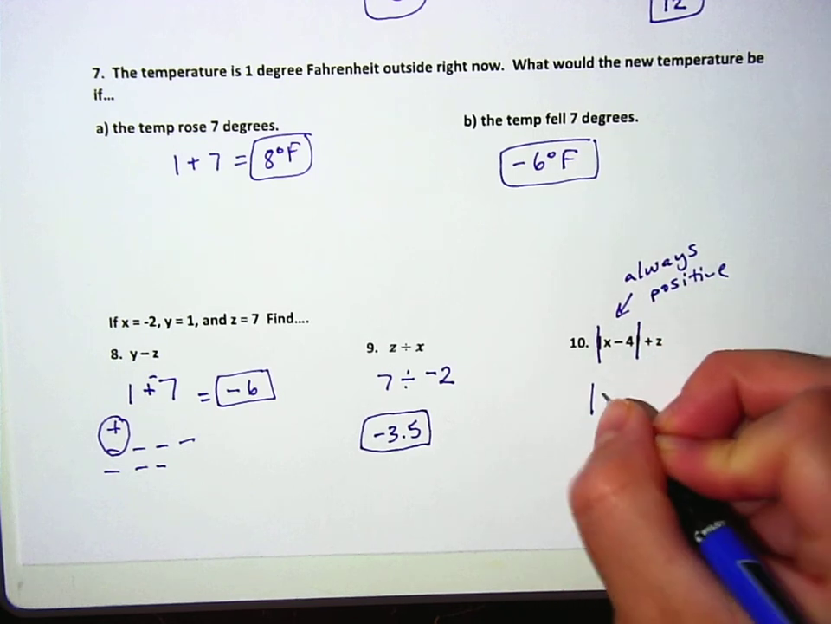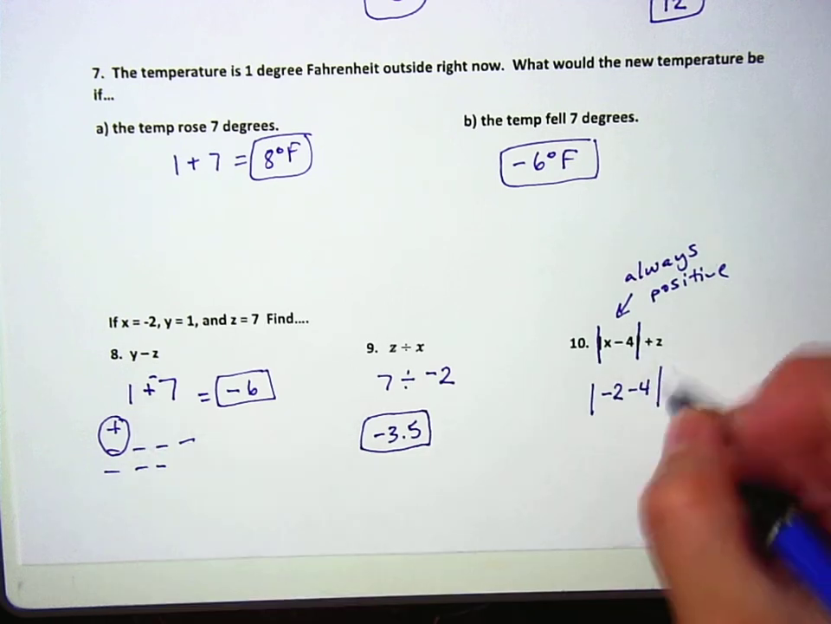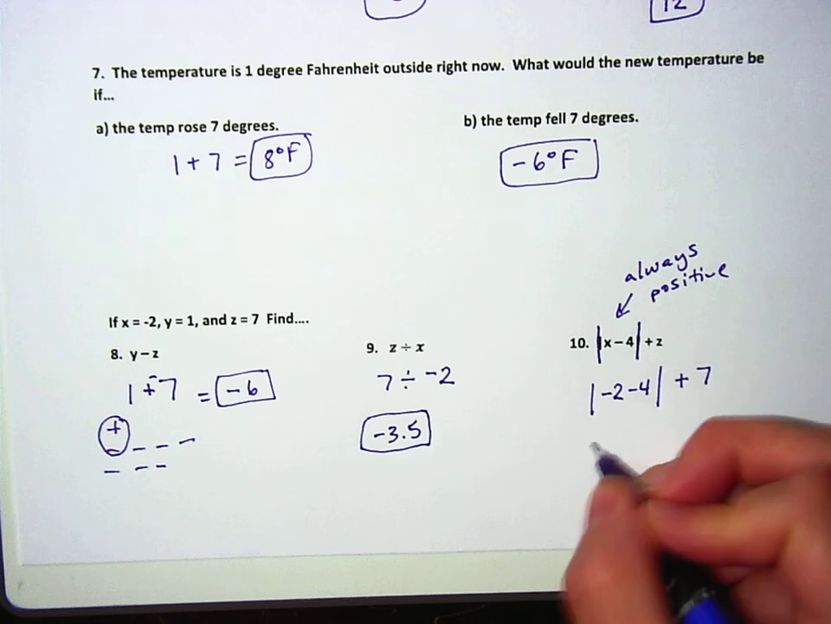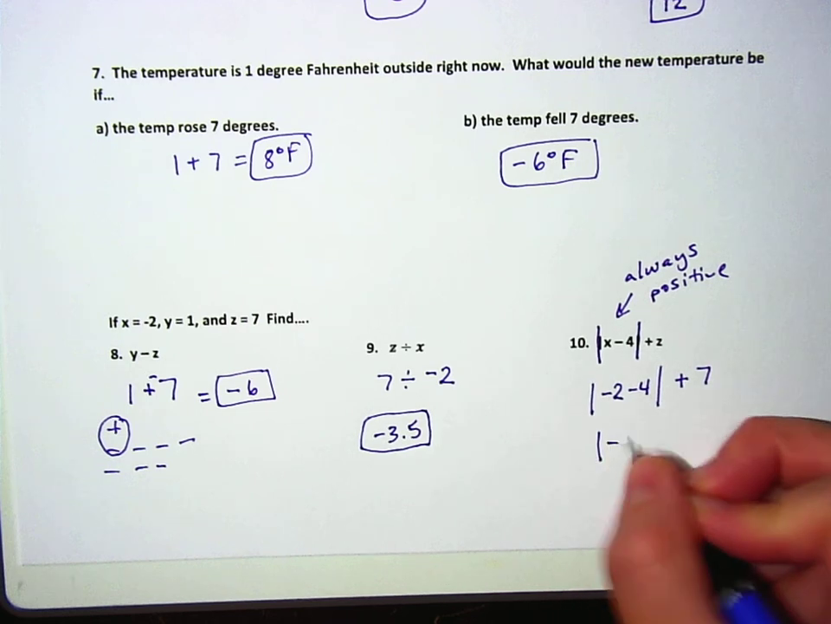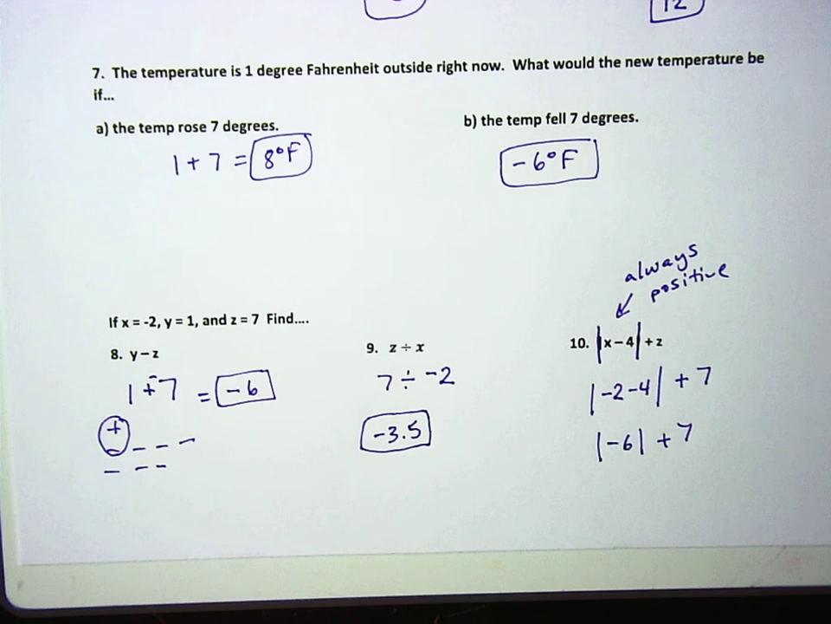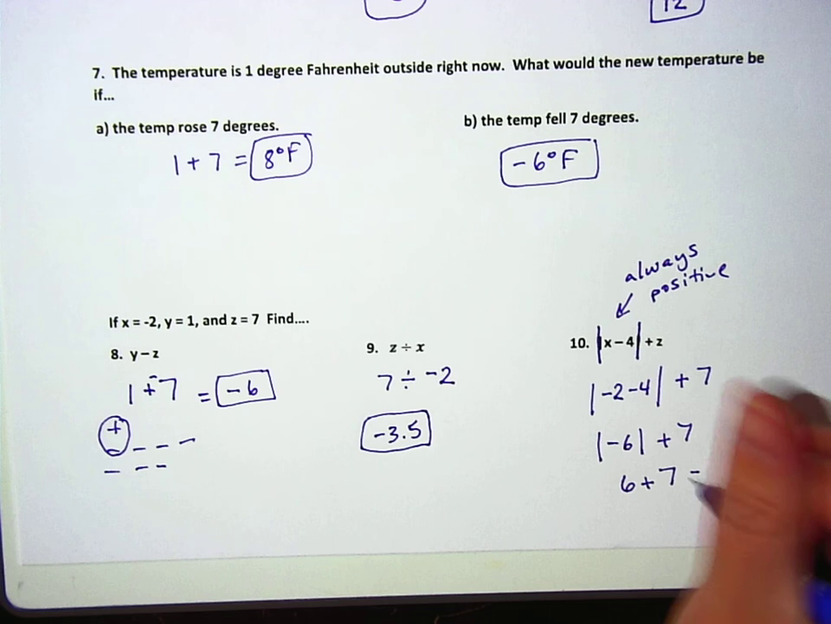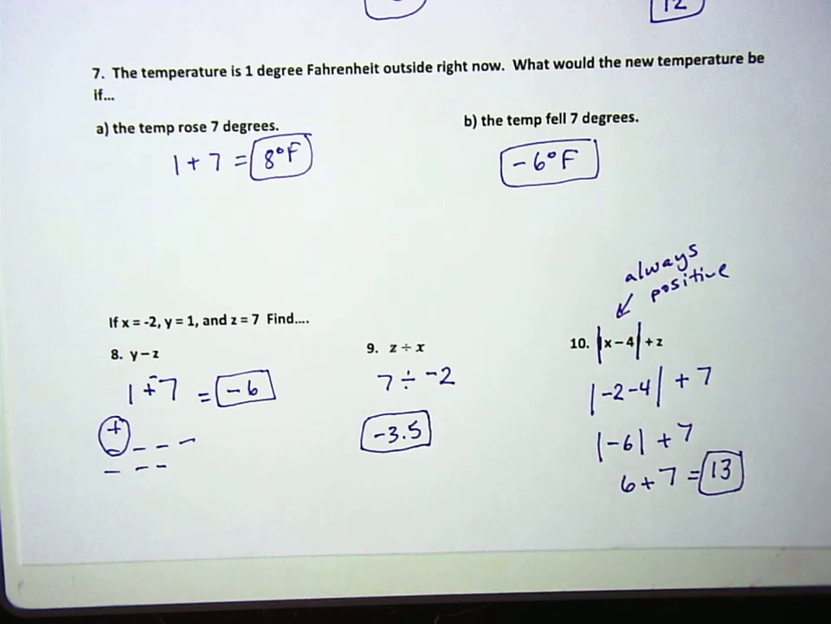So here I'm going to put in negative 2 minus 4, because I'm just plugging in the x right there, and then adding in 7. So negative 2 minus 4 is negative 6, plus 7. The absolute value of negative 6 is positive 6. It doesn't always do the opposite. In fact, it always makes it positive, because negative 6 is 6 away from 0. So the answer for that one is 13.